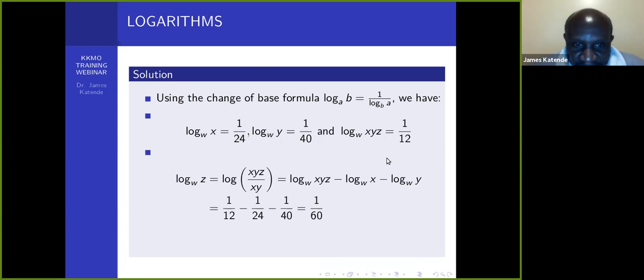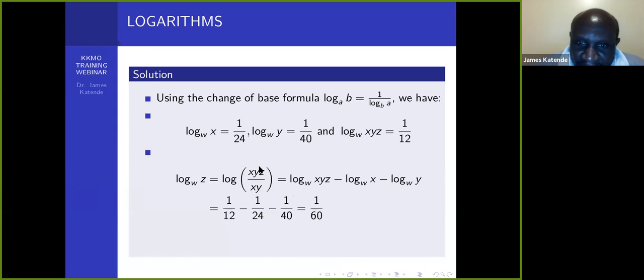So our target is to find the log of z to the base w. Here we should have log to the base of w. I think there's a typing error here. It should be log to the base of w here. The subscript is missing. So you can write z as xyz divided by xy. Remember, both x and y are bigger than 1. They are not 0, so you can divide by xy. There's no problem.